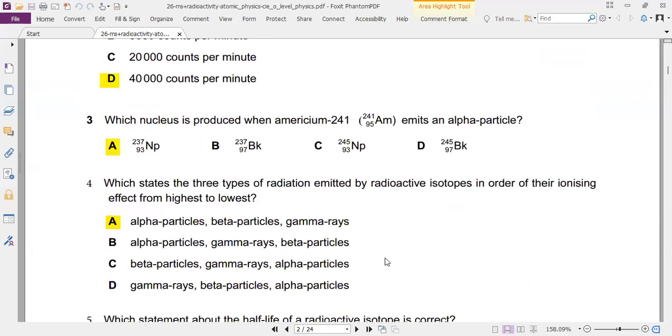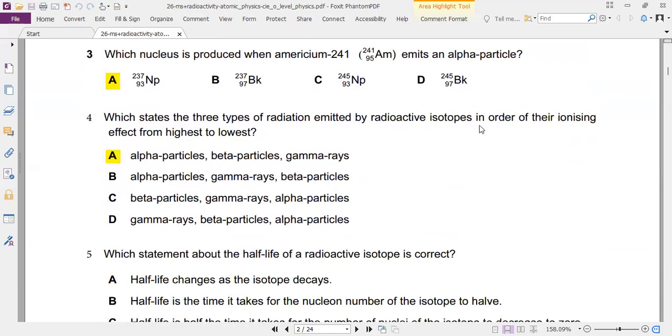So number three, when it emits an alpha particle, the proton number should decrease by 2. The nucleon number should decrease by 4. So A is the choice.